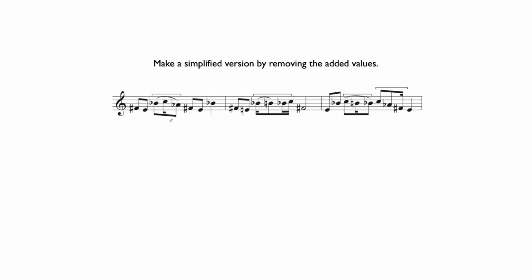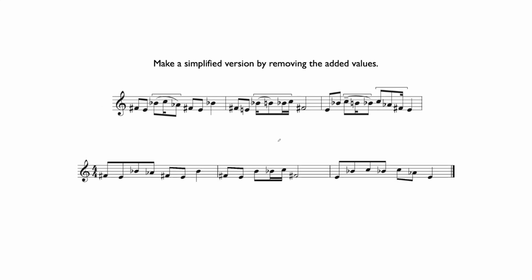If you take an original piece of music by Messiaen and make a simplified version of it, a simplified version means removing all the added values, like here, this one, etc. In this 3-measure music, there are 4 added values, and if you remove them, we get a very boring version of the music.